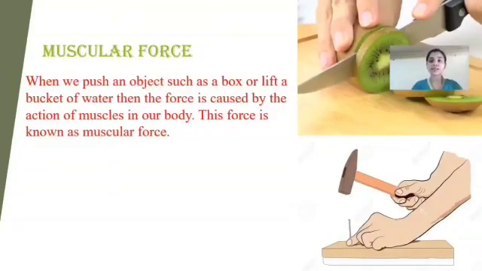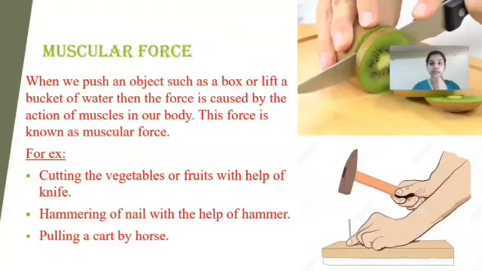It is not necessary that the force is always applied directly; sometimes you can apply force on a body indirectly. For example, when you are cutting vegetables or fruits, it's not possible to cut them with the hands only. We require some object, so with the help of a knife we cut the vegetables or fruits. The contact of the knife with the fruit or vegetable is necessary, so the two bodies are in contact, and we are also applying our muscular force there, the action of the muscles.